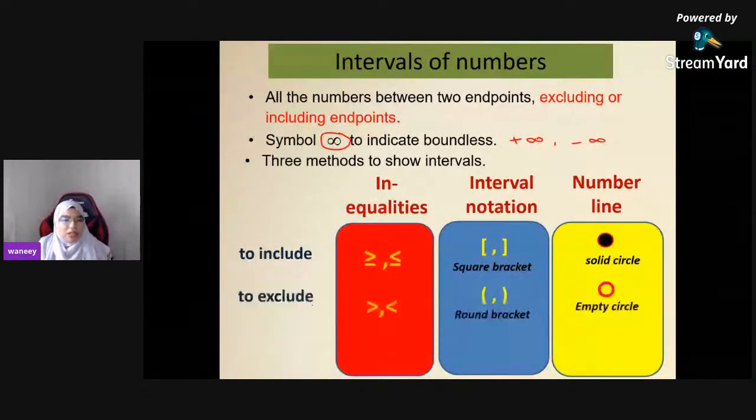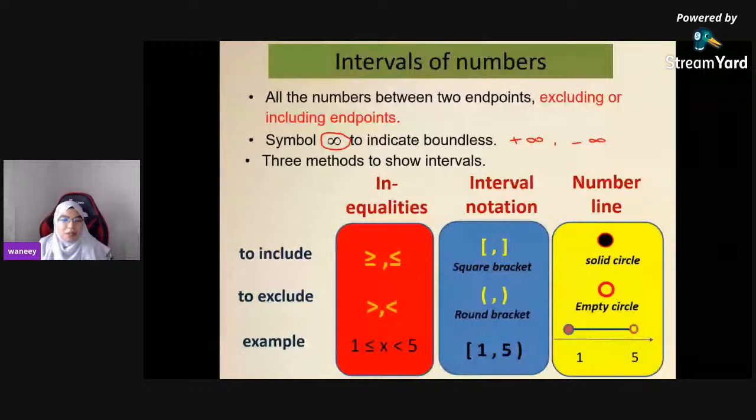Okay, so to exclude means not including that number. So we don't want to include that number. When you write it down as an inequality, you shouldn't write it with an equal sign. So there shouldn't be an equal sign. So greater than, less than. If you have a bracket, it should be a simple bracket, or normally we call it a round bracket. And if you want to draw a number line, it should be an empty circle, only an empty circle.